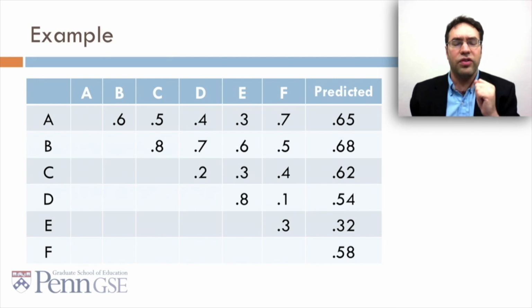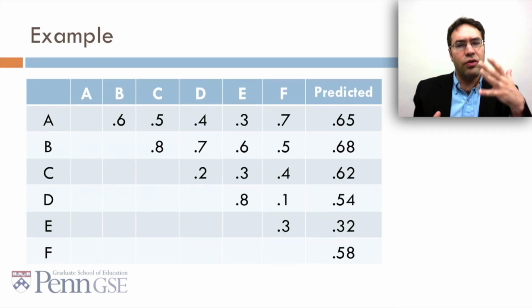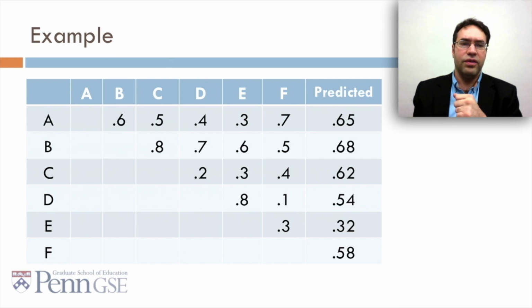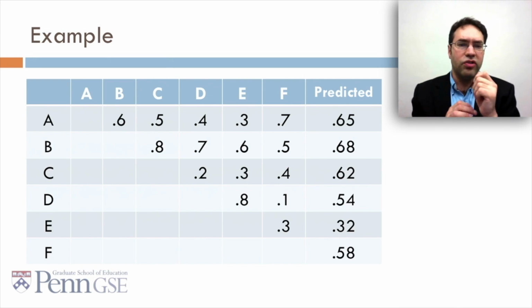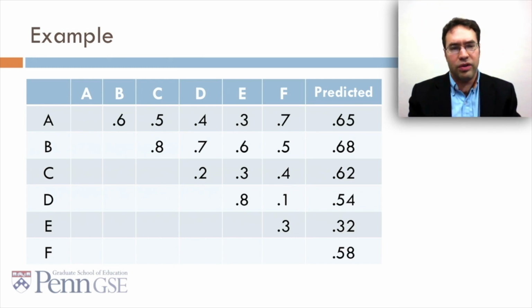So let's look at an example. Let's say that we have six variables, A, B, C, D, E, and F, and they're all predictor variables for a predicted variable. And we have the correlations of each of these to each other and to the predicted variable.